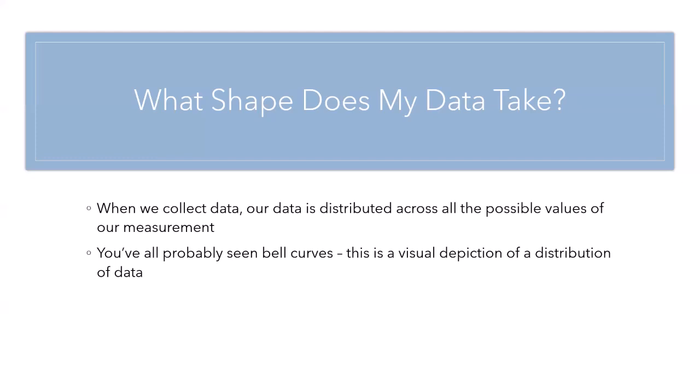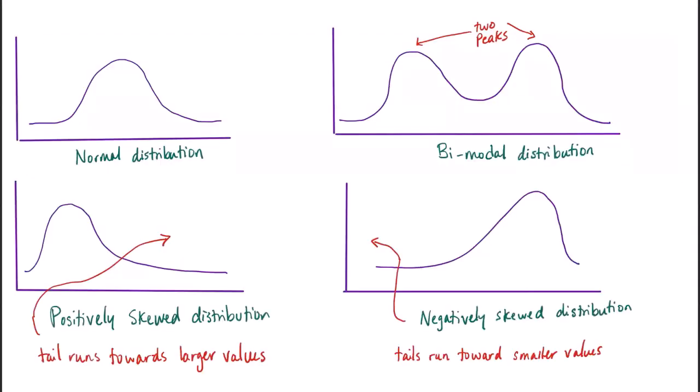You've probably all seen bell curves. This is a very common visual depiction of a distribution of data. So you can see the typical bell curve distribution in the top left corner there. This is also called a normal distribution. Your data can really be distributed any possible way, but here are a few more common general shapes that you can identify. You can have a bimodal distribution, which is in the top right corner, with two peaks, which show that there are two different modes, most common values, like we talked about.